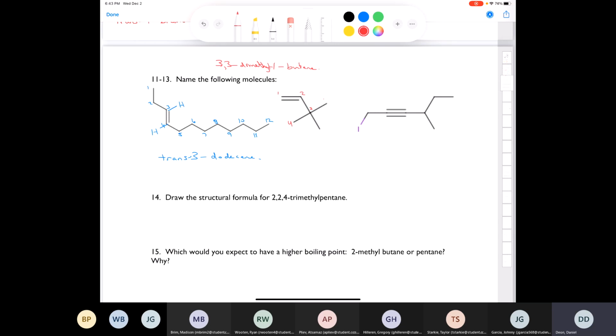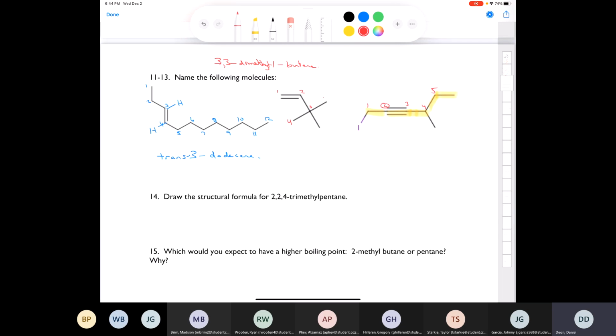And the last one is an alkyne. The longest carbon chain, 1, 2, 3, 4, 5, 6. Okay, it has 6 carbons. If I was to start numbering from here, I'd have 1, 2, 3, 4 for my alkyne, for my locant. So if I start numbering here, 1, 2, then I have 2. So 1, 2, 3, 4, 5, 6.